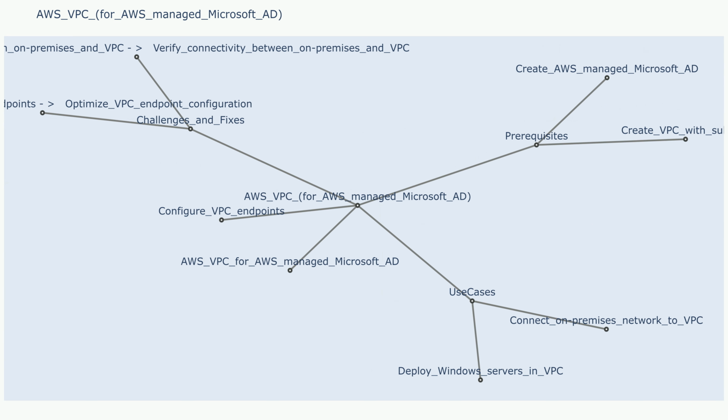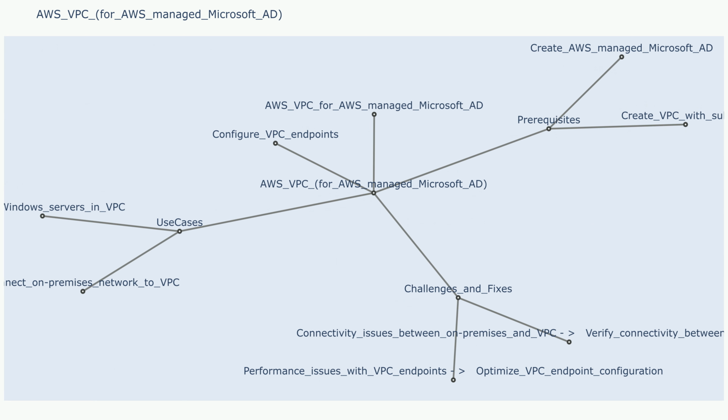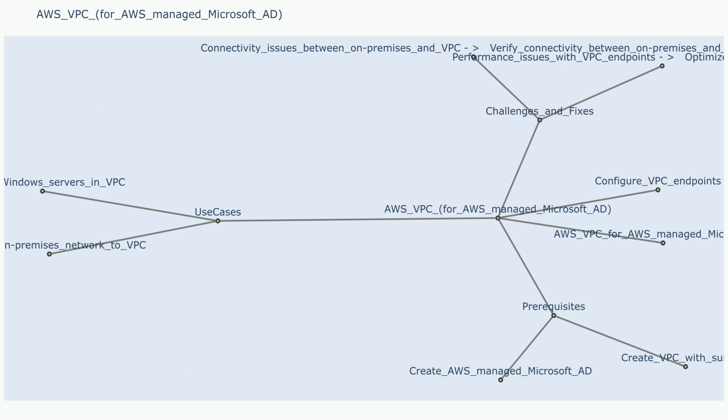Connect on-premises network to VPC. You can connect your on-premises network to the VPC using a VPN connection or a Direct Connect connection. This will allow your on-premises users and applications to access the resources in the VPC.